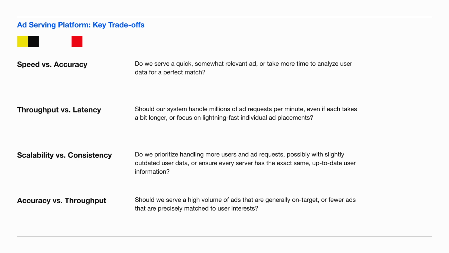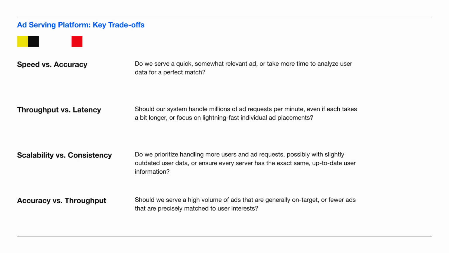Speed versus accuracy. Do we serve quick, somewhat relevant ads to the user, or take more time to analyze all available user data for the perfect match? A faster response might mean less precise targeting, while a slower response could lead to more relevant ads.